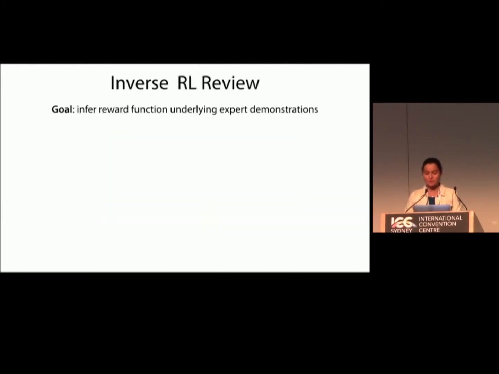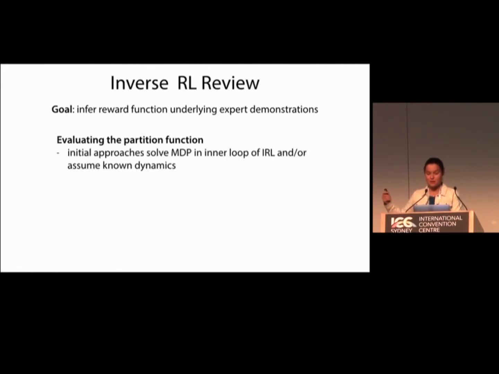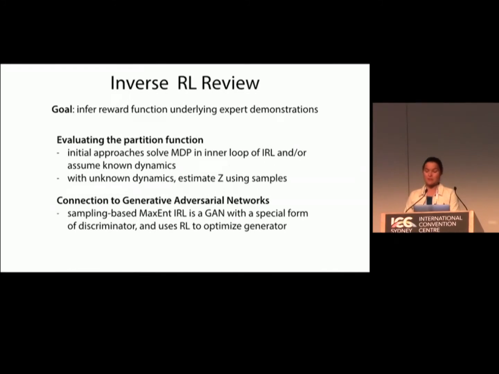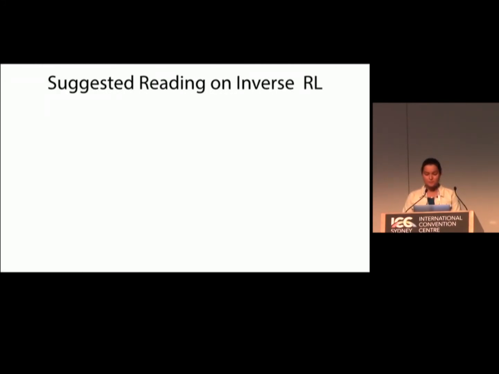Okay, so just to recap, the goal of inverse RL is to infer the reward function underlying expert demonstrations. The main challenge is evaluating the partition function. Initial approaches evaluate the partition function by solving the MDP in the inner loop of inverse reinforcement learning, or assuming known dynamics. And with unknown dynamics, we can estimate Z using samples. And then I also talked about the connection to generative adversarial networks, showing that sampling-based maxent inverse reinforcement learning is a GAN with a special form of discriminator, and using reinforcement learning to optimize the generator.